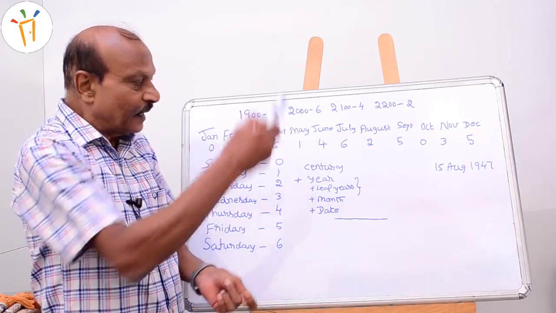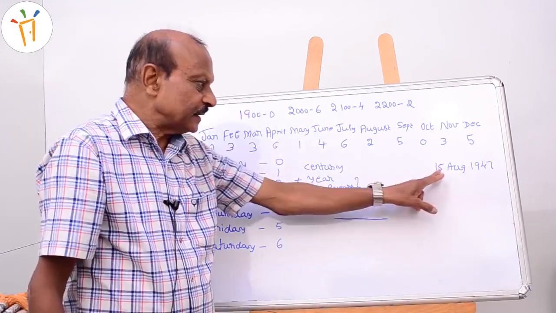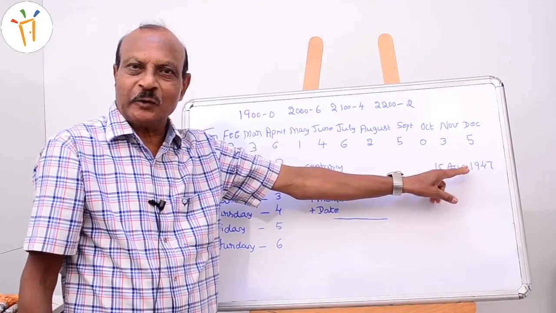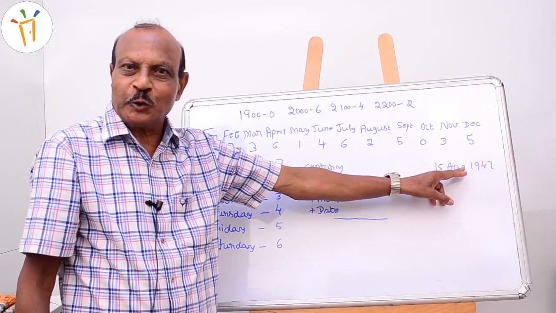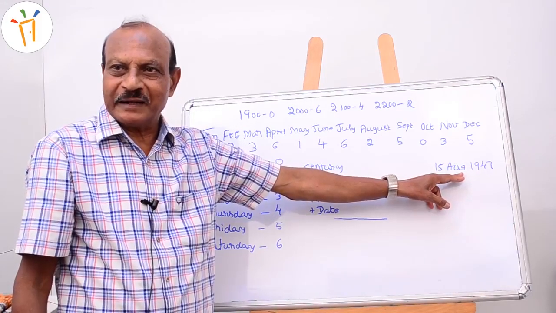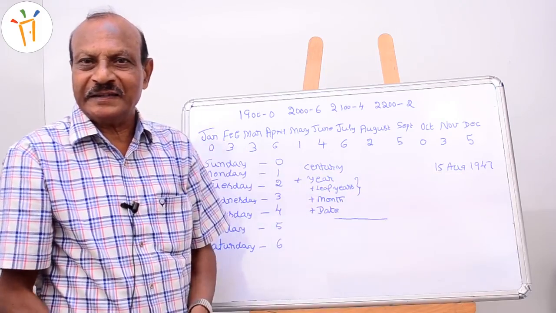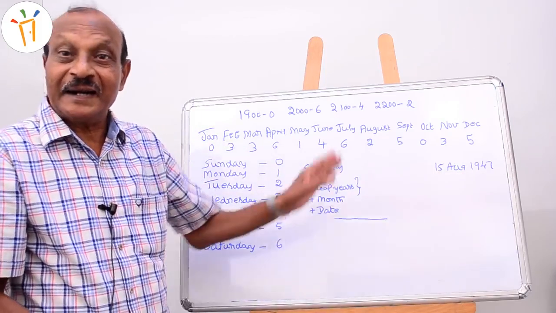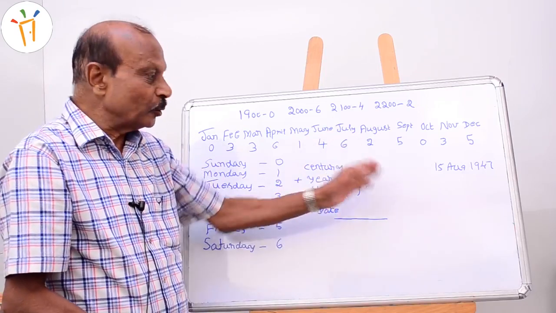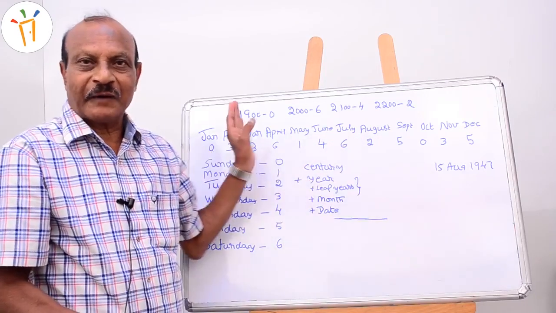So with that, how to find out the day of the week? This is 15th August 1947, our Independence Day. Everybody knows this date, month and year, but do you know on which day we got independence? Everybody says we don't know. Let us calculate the day on which we got independence. So how to find this from the formula?